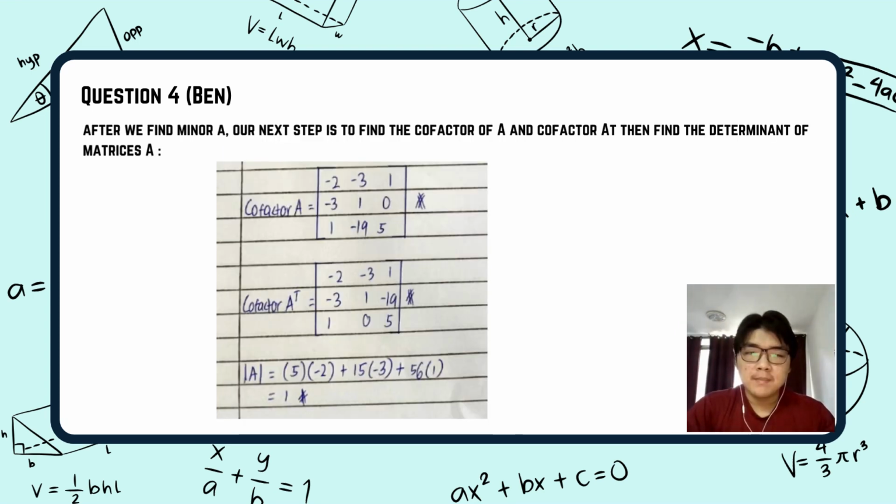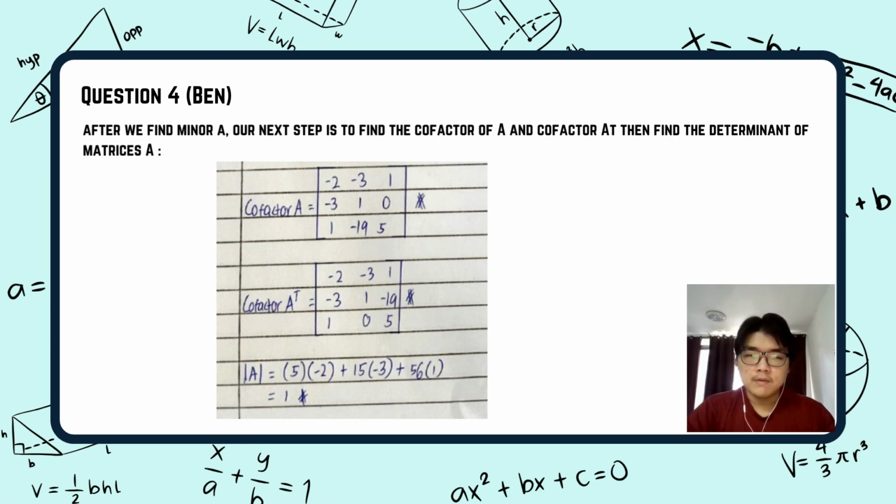After we find minor A, our next step is to find the cofactor of A and cofactor A transpose. Then we find the determinant of matrix A. For our cofactor A, we must always refer to our minor A. However, with a twist: for cofactor A, the first row will be positive, negative, positive. For the second row, it will be negative, positive, negative. Then for the third row, it will be the same as our first row: positive, negative, positive.